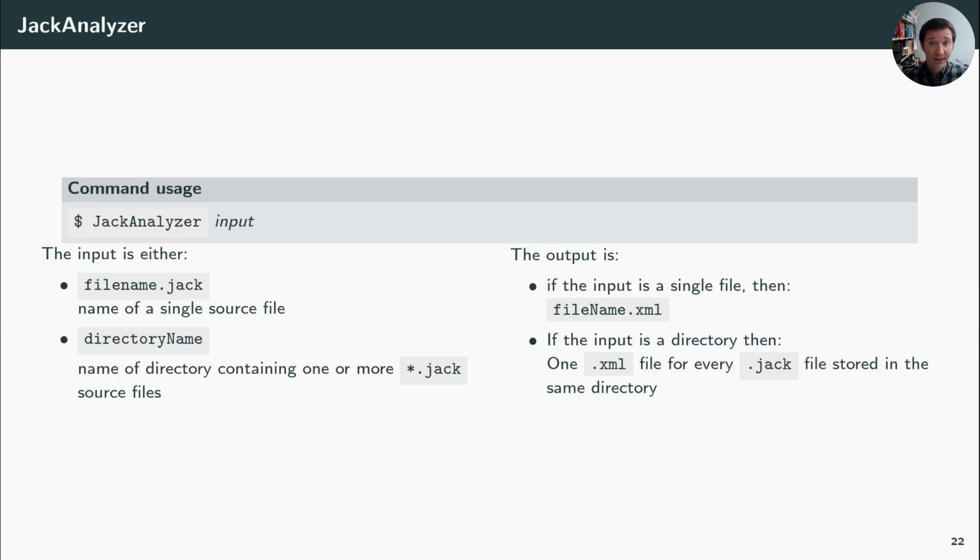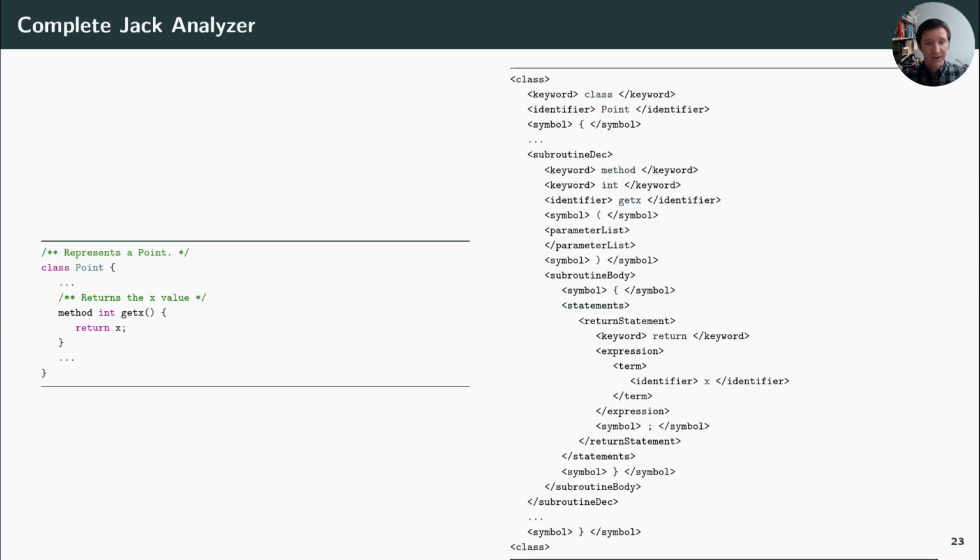In Projects 10 and 11, our goal was not to create one single VM file, but rather multiple VM files. For instance, if we are converting a class that's a point with a method, the complete version of Project 10 would look something like this on the right. We would start by saying that we are in a class. We would then indent by 2 spaces for every level, then say what our keyword is, that's class, then the identifier, which we get as a token from our input, and it's Point, then we have a symbol, et cetera. And then we go to saying that we are in a subroutine declaration, and move the indent. And within that, we can go through each item.